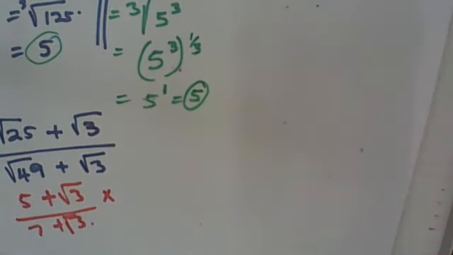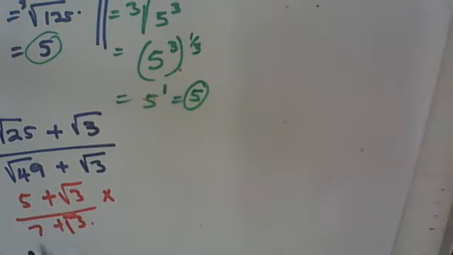So what you need to do is called rationalizing the denominator. Now, if you look at this, 7 plus root 3, we need to get rid of this because root 3 is irrational. Why do we rationalize? Because this is not a rational number. So how do we rationalize it? By finding its conjugate.